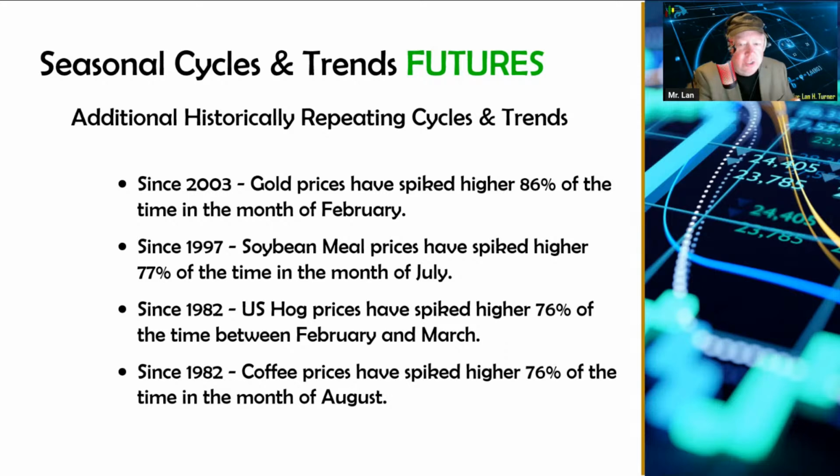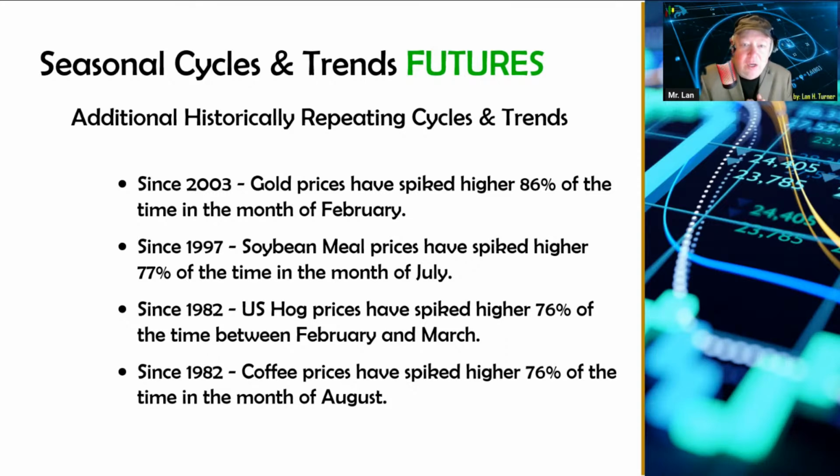So you have your gold rush up into December, and then it flushes back down into January. And then in February, it starts to rally once again. And that's what's happened. 86% of the time in the month of February, gold has risen in price since 2003. Since 1997, soybean meal prices have spiked higher 77% of the time in the month of July. How about that? How about since 1982, U.S. hog prices have spiked higher 76% of the time between February and March. That's important to know. That's a seasonal event.